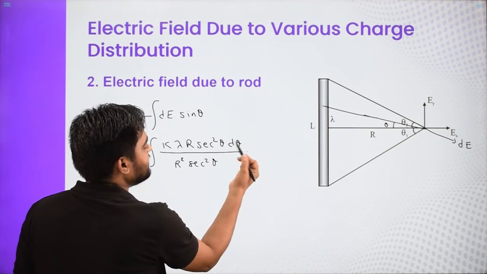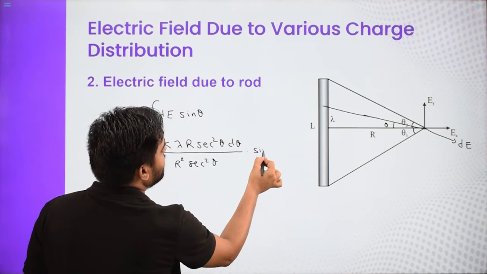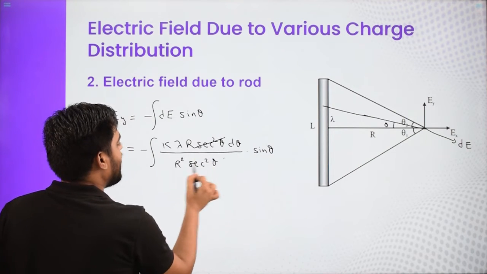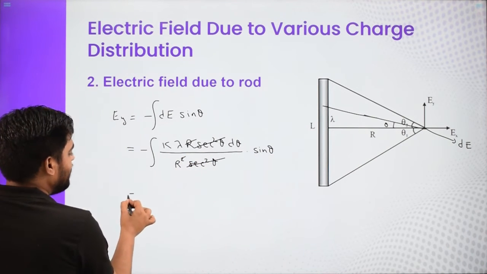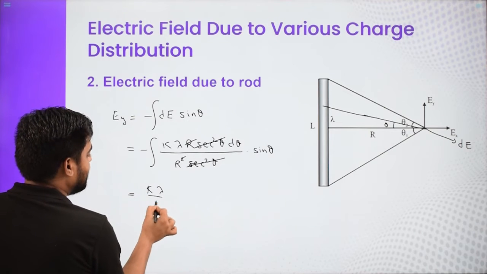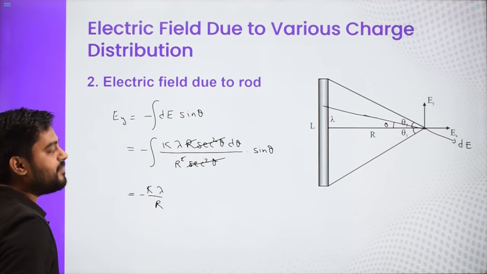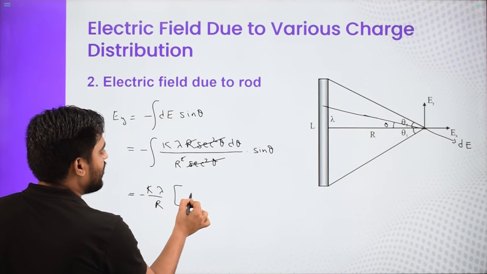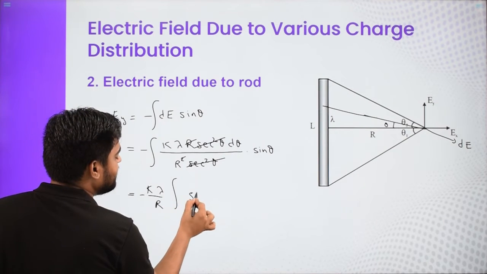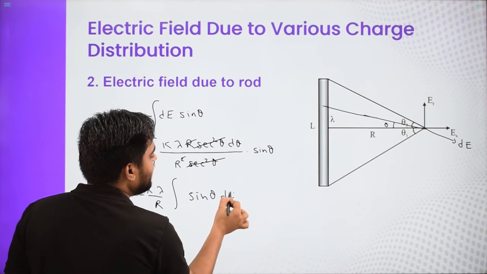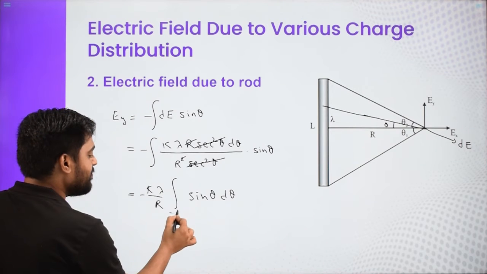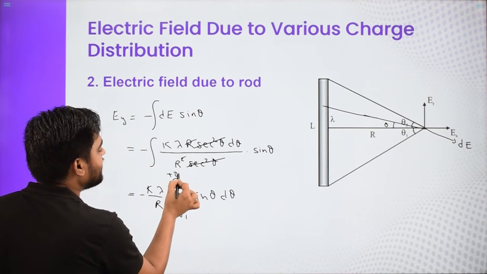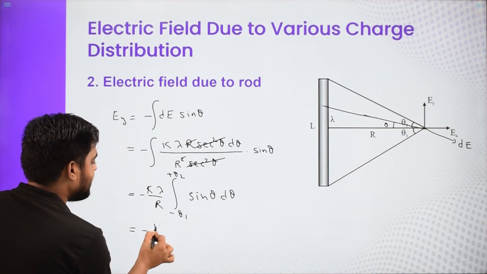And instead of cos theta as last time, we have just sin theta over here. So this sec squared theta r will cancel out. We'll be left with k lambda by r. In fact, minus k lambda by r will come out, and it is integration of what? Integration of sin theta d theta, and again limit is same. It changes from minus theta 1 to plus theta 2. Minus k lambda by r.